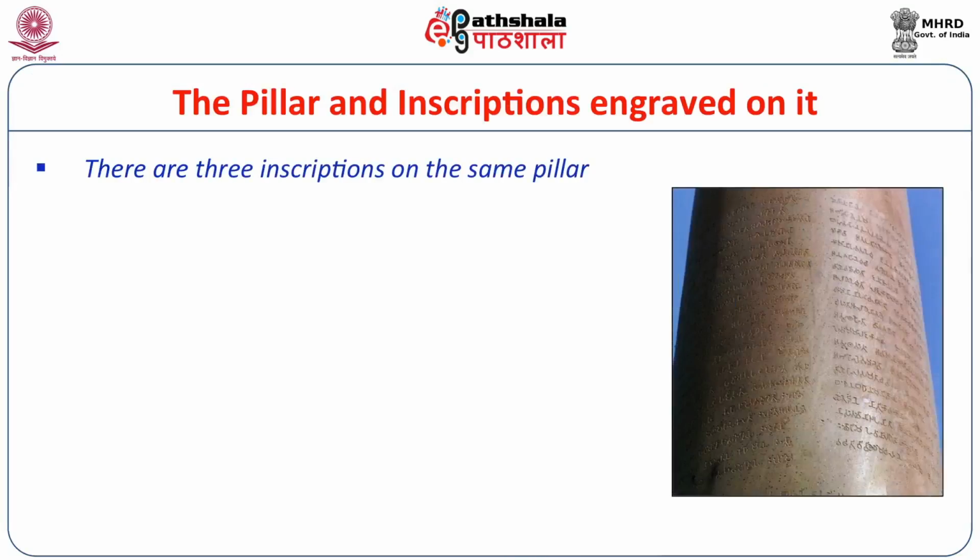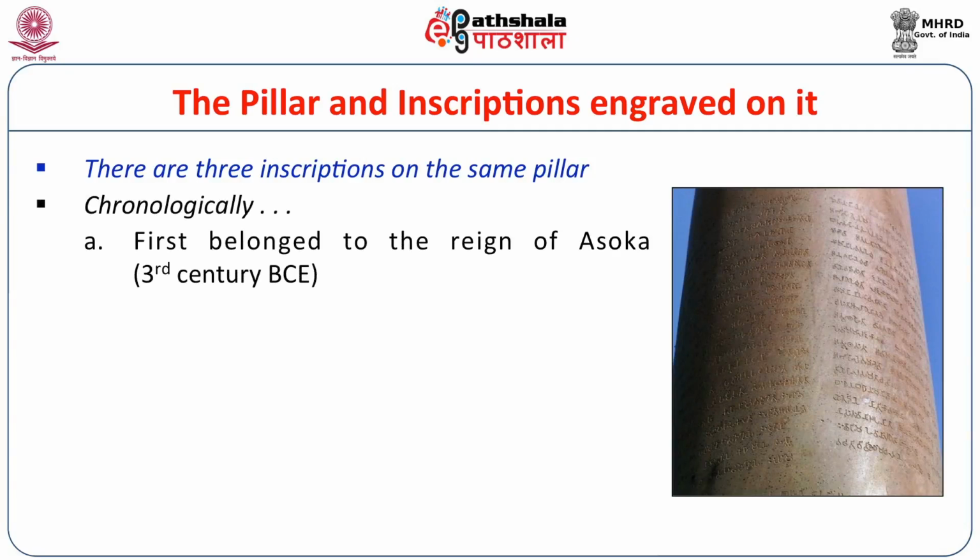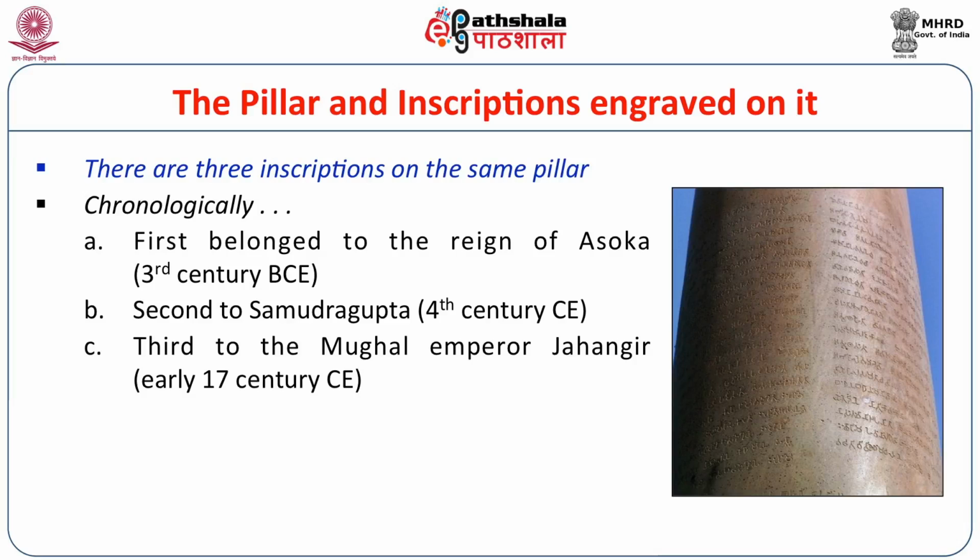And the inscribed pillar contains at least 3 inscriptions. And you know that this pillar was an Ashokan pillar. So that's why chronologically we can arrange three inscriptions like this. The first inscription belonged to the reign of Ashoka, that is in the 3rd century BC. The second to Samudragupta of the Gupta dynasty in the 4th century Christian era. And the third inscription belonged to Mughal Emperor Jahangir, that is in the early part of 17th century AD.